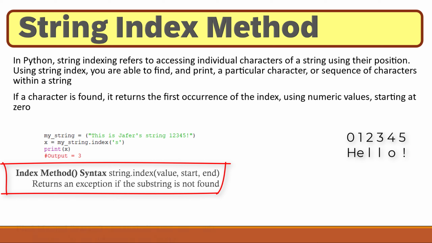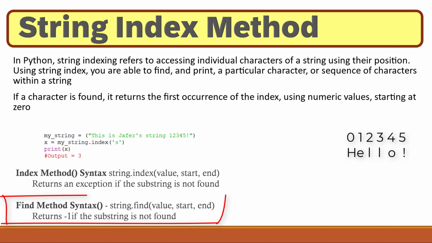And this brings us on to another method for finding characters within a string, which is the find method at the bottom. The index method is similar to the find method. In fact, they are very similar, but when searching for a substring within a given string, the find method returns a -1 if the substring is not found, whereas the index method throws an exception. So these are the major differences between the two.